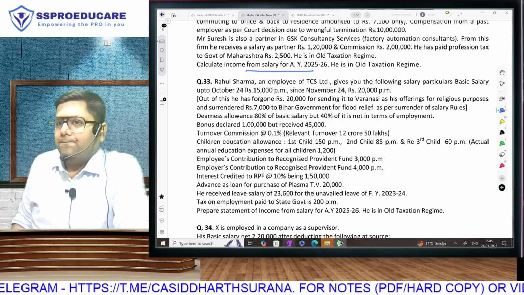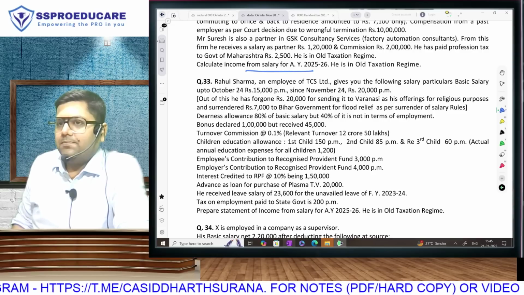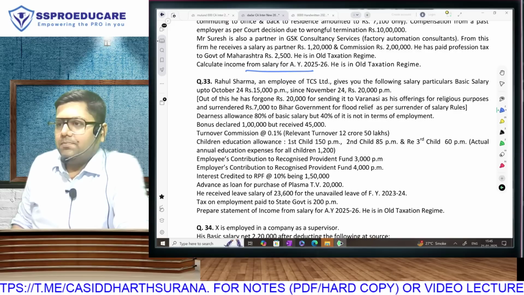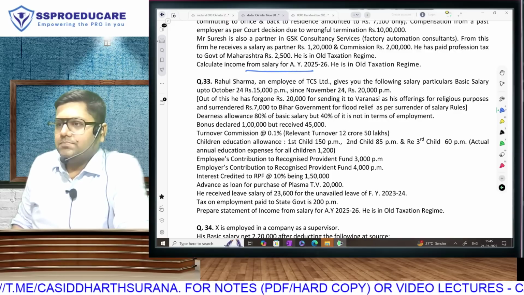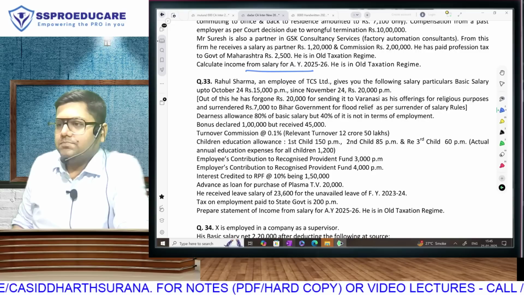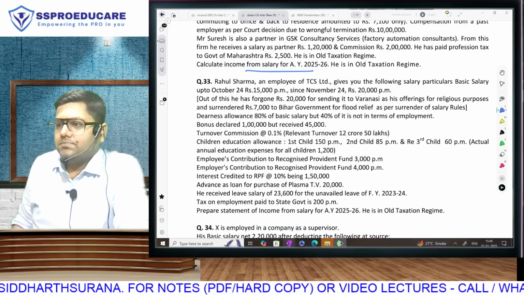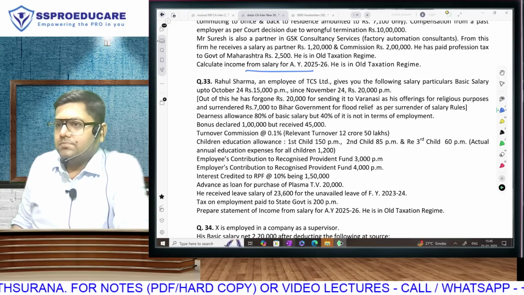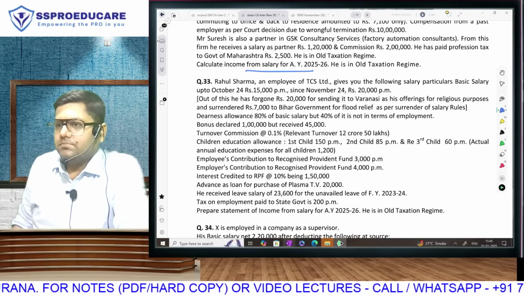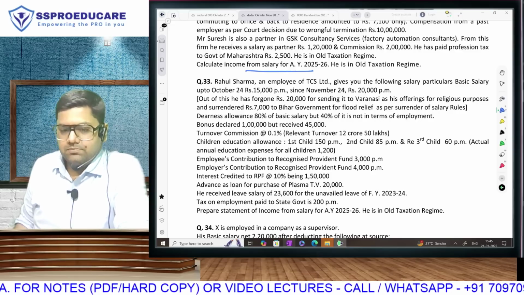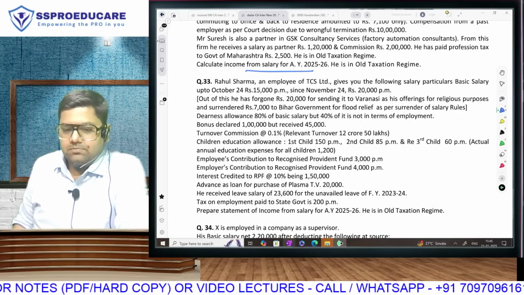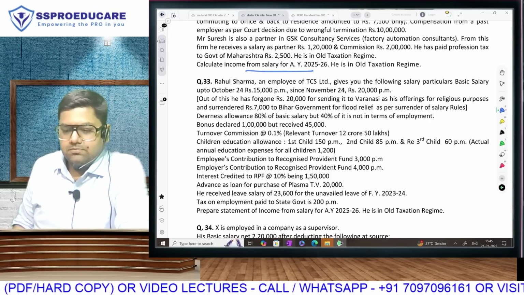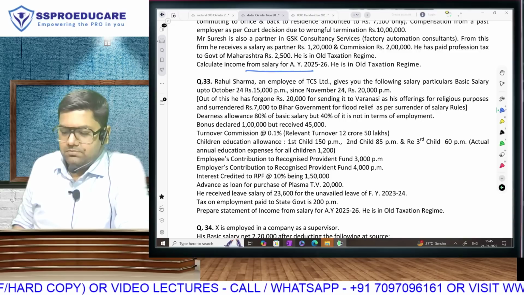Dearness allowance 80% of basic salary, but 40% of it is not in terms of employment. Bonus declared 1 lakh but received 45,000. Turnover commission 0.1%. Relevant turnover 12 crore 50 lakhs. Children education allowance, first child 150 per month, second child 85 per month, and third child 60 per month. Actual annual education expenses for all children 1,200.